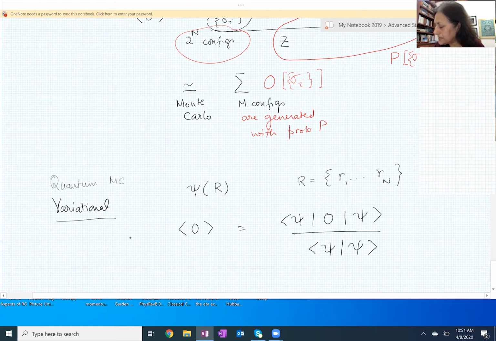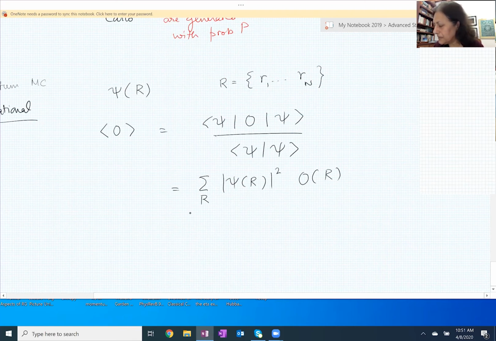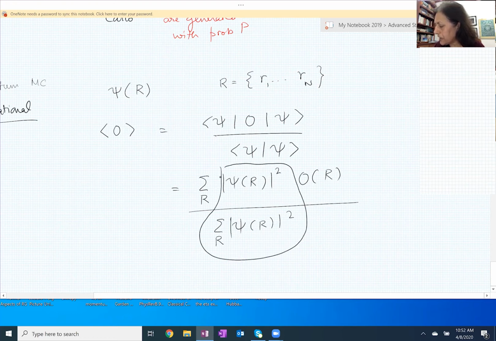Right now I can insert a complete set of states here and write it as psi of R. Here they are all real for bosons, but suppose it was not, then mod psi squared, O of R. Let's assume it's a diagonal operator, which it need not be. There are more complications there. Mod square in the denominator, sum over R. This term is now exactly my P of R.